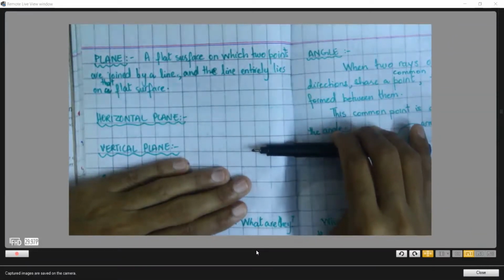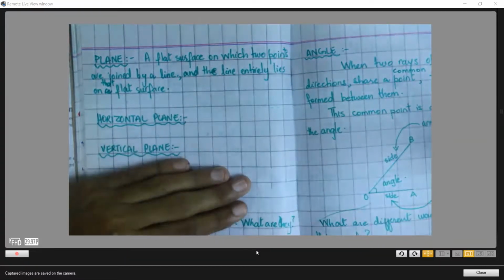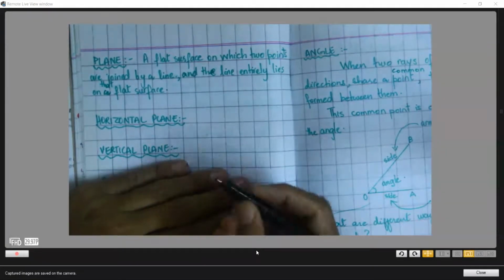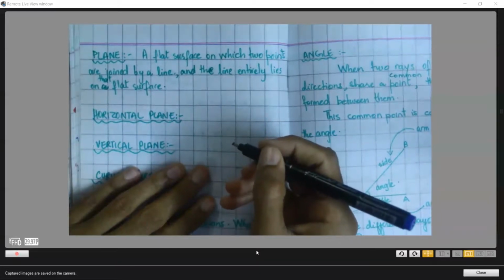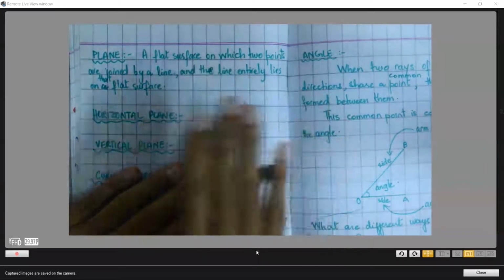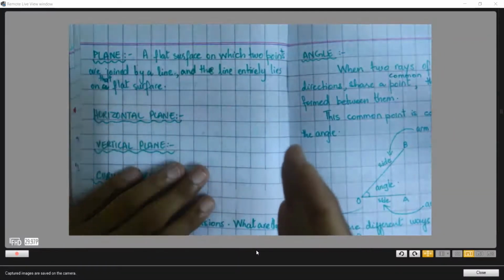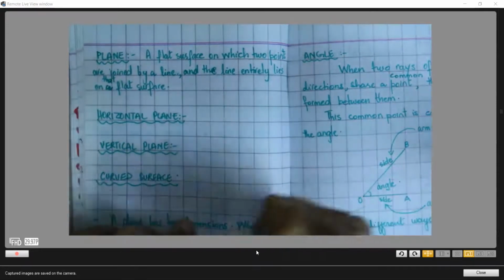Okay, and that whole line should stay on that one plane. So what is a horizontal plane and what is a vertical plane? Horizontal means flat, lying down. Horizontal means parallel to the ground, you can say, and vertical is perpendicular to the ground. Okay, you can take the ground as your reference.